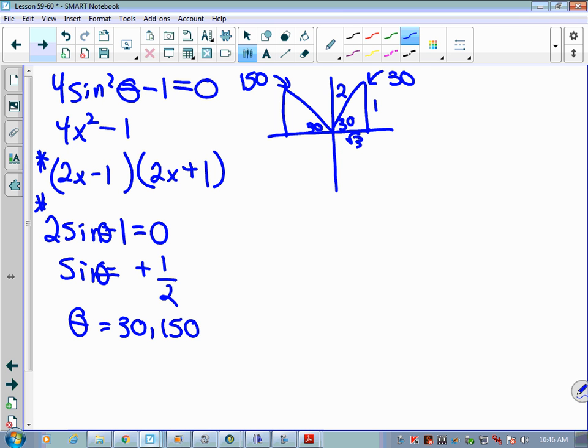But because it's already just theta, I can't go around again. I'm going to be greater than 360. So the other thing I need to do is check our 2 sine theta plus 1 equals 0. So I'm going to end up subtracting 1, and so I'm going to get sine theta equals negative 1/2. Okay?